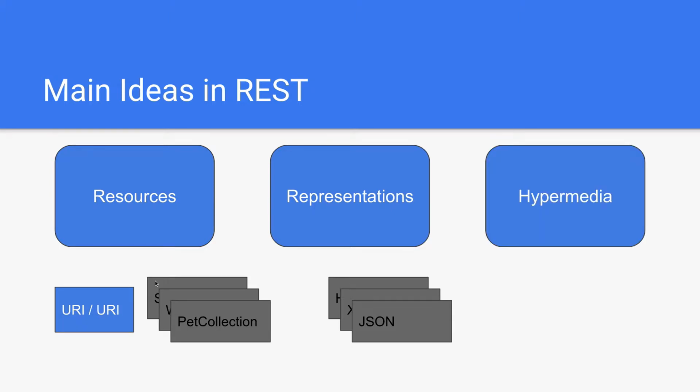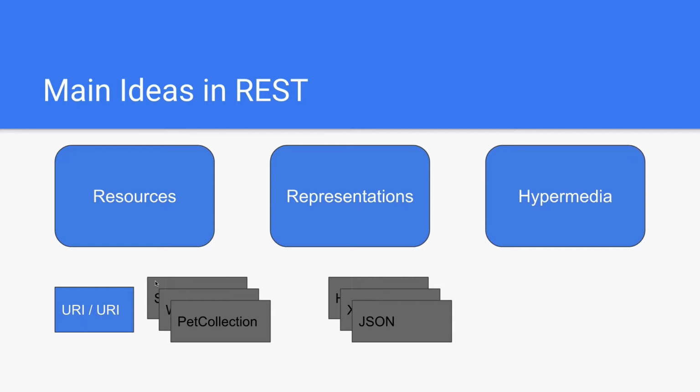The third main idea in REST is hypermedia. So hypermedia is the idea that you have a representation, and that representation has links to other representations or other resources. So in HTML, we see this with hyperlinks, or the links that you can click on from one page and take you to another page. Hypermedia is a little bit more general. It could be any media that contains these links to other resources that you could retrieve.